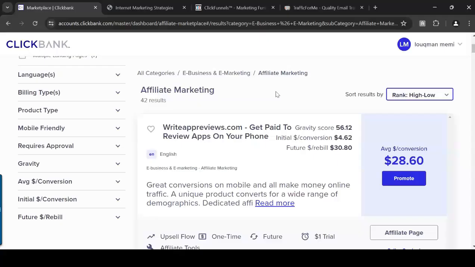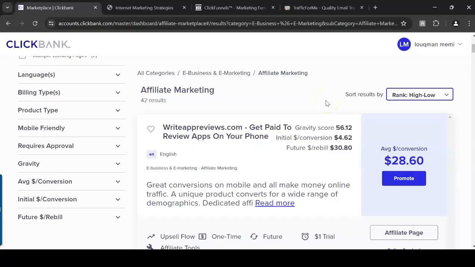The downside is it's quite challenging to make money with a product that has so much competition compared to a product where no one's promoting it. All right. So 56 is a good gravity score. If you go into the health niche, you're going to see some gravity scores above 500. That's too much competition.